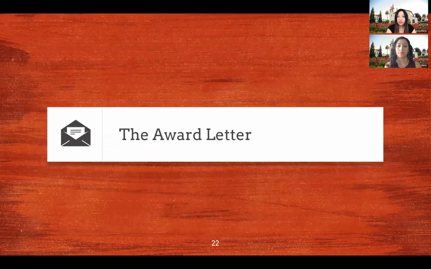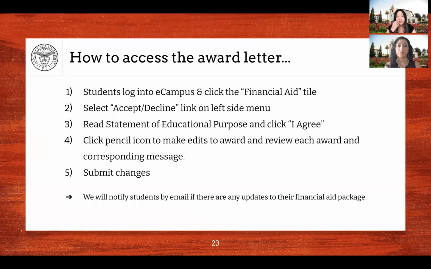So a little bit about the award letter. You might have received your initial award letter through the Slate application portal, but moving forward, all your award letters will be through eCampus. Once you log in, you can click on the financial aid tile. Then there'll be an accept/decline tab, which will bring up your statement of educational purpose, which you will just click I agree. And then it'll pull up all of your loans, grants, scholarships, all of that.